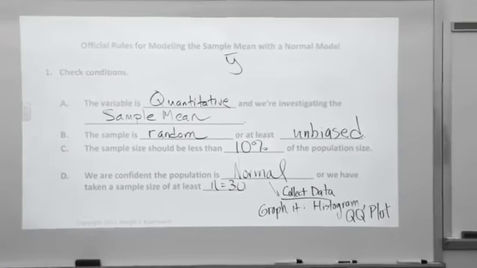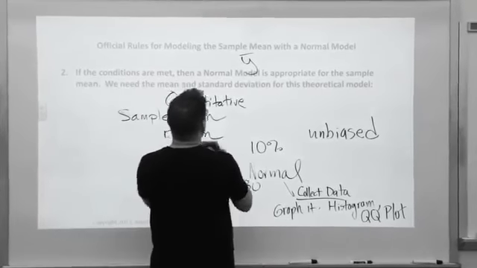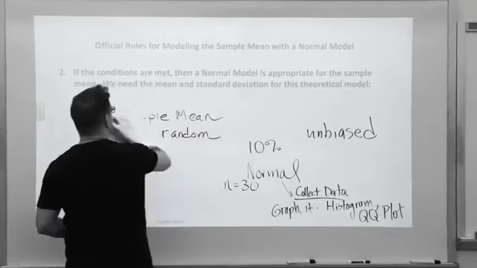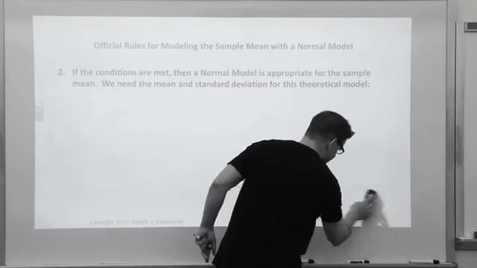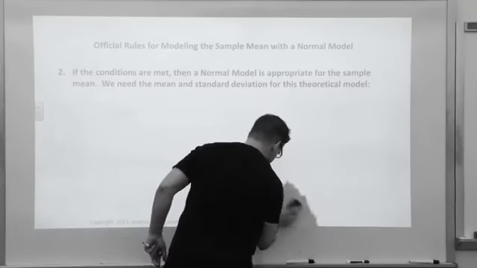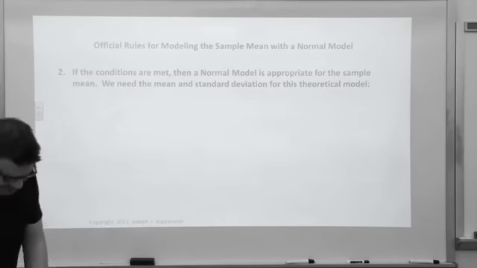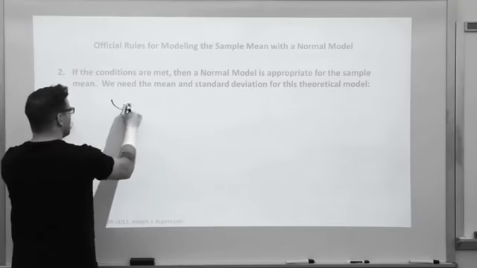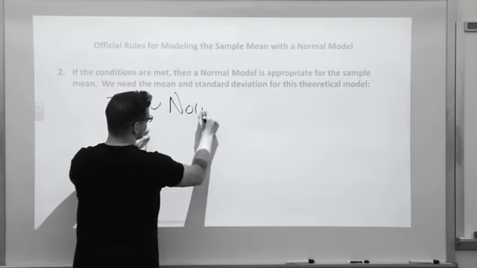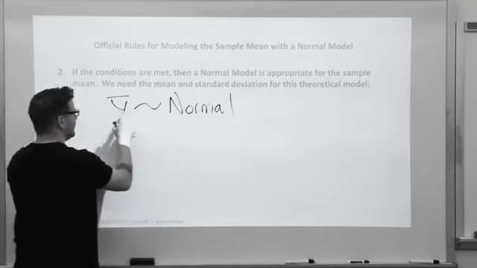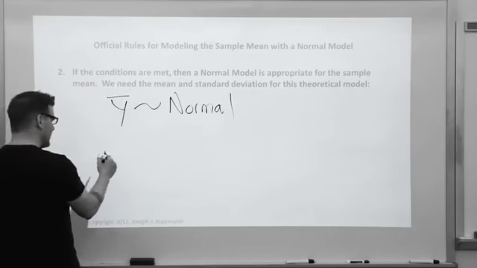All right, number 2. If the conditions are met, a normal model is appropriate for modeling the sample mean. We need the mean and the standard deviation. How can we say all this? So, y bar will be approximately normal. This just says y bar follows a normal model, approximately normal model.